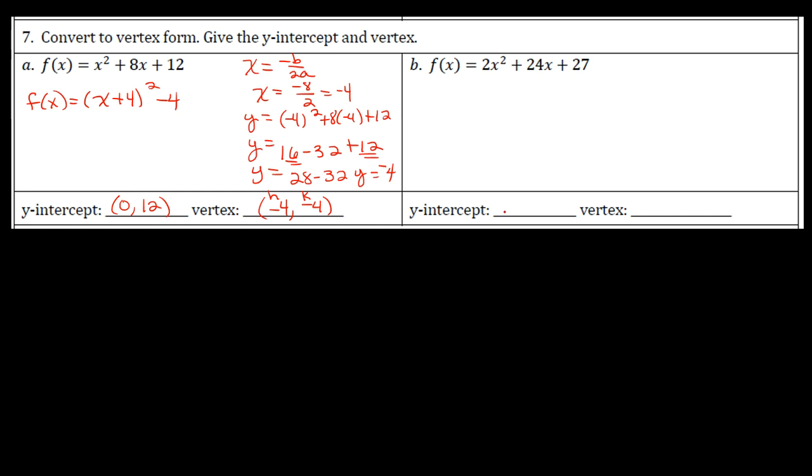Here, our y-intercept, we plug in 0 and we get out 27. We're going to find our vertex. So it's negative b over 2 times a. So we get negative 6. And now we're going to plug it in to our equation. So I'll just come over here. So this is the x value of the vertex. This is the y part. So we're going to plug in negative 6 everywhere we see x.